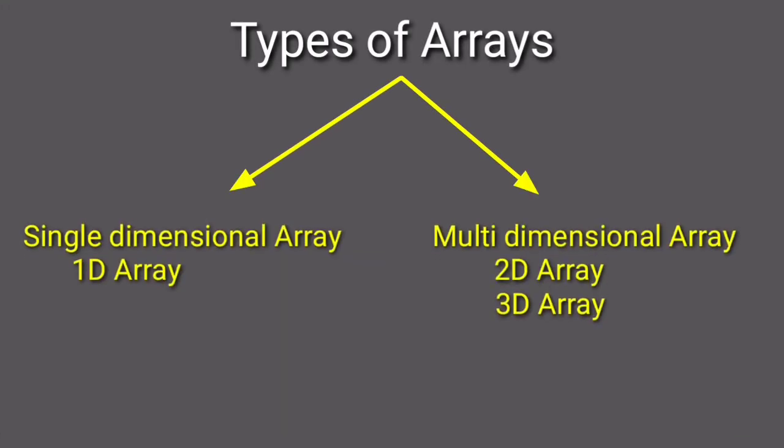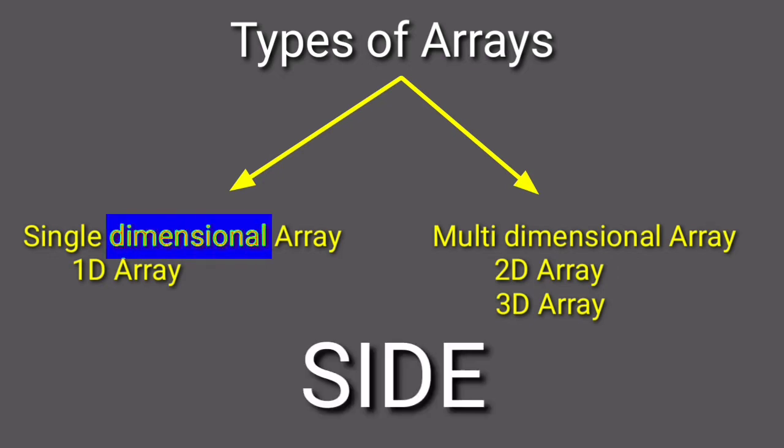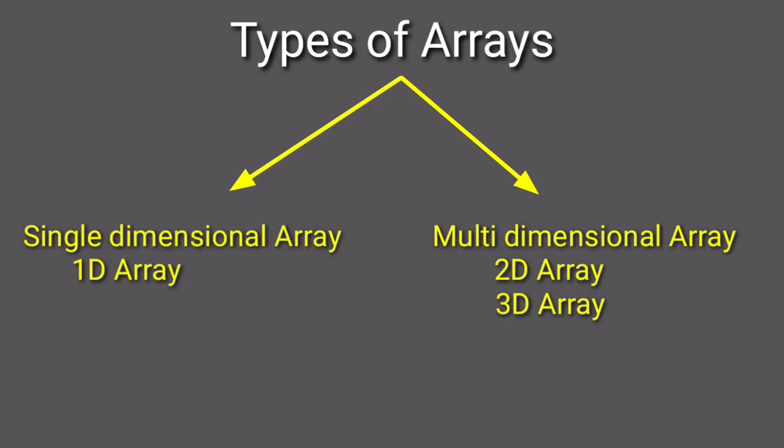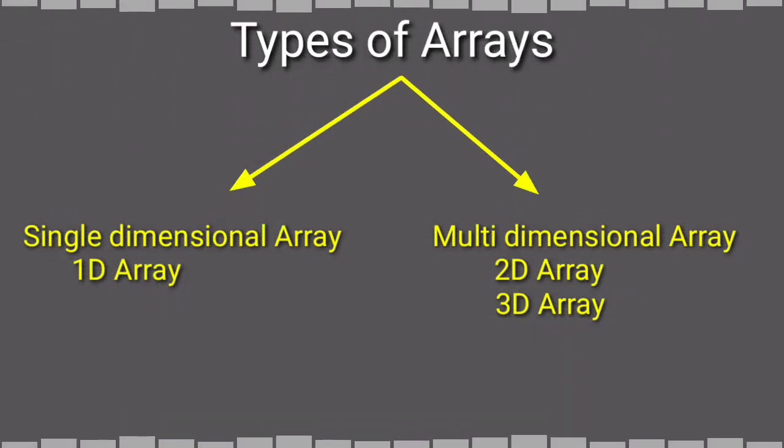Next we have types of arrays in Java. Here we have two types of array in Java: one dimensional, also known as single dimensional, and multi-dimensional array. A dimension means a side. If elements are stored in one side only, that is called a 1D array. If elements are stored in multiple dimensions or multiple sides, like in rows and columns, they are called multi-dimensional arrays.